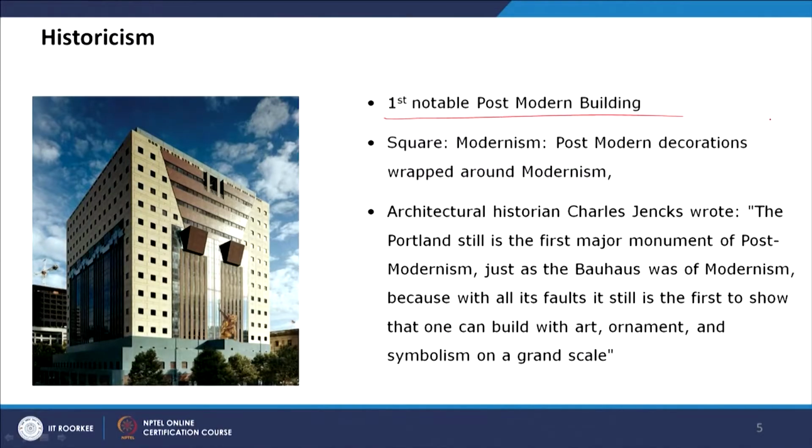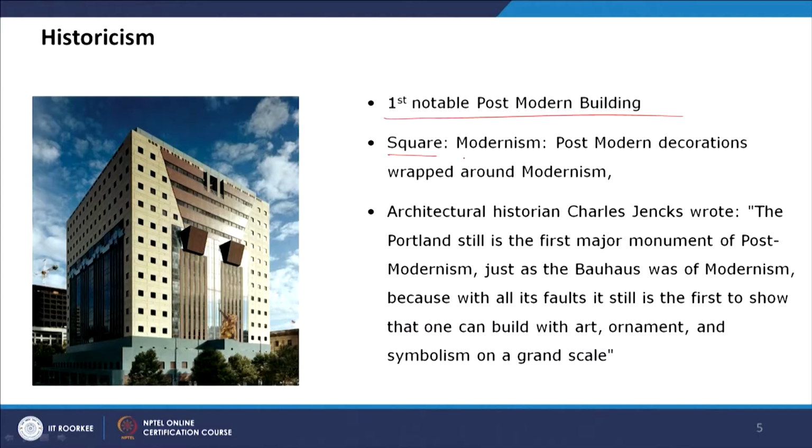This building, the Portland Public Service Building designed by Michael Graves, is the first notable postmodern building in the historicism era, because this is the early stage of 1982, when the construction work was finished. This is again a square which looks like modernism, but from outside the cladding and the decoration were very postmodern.